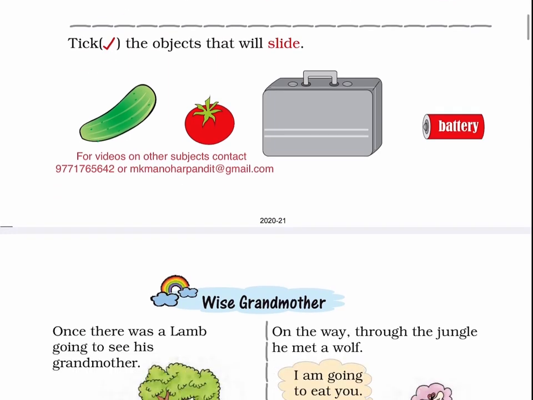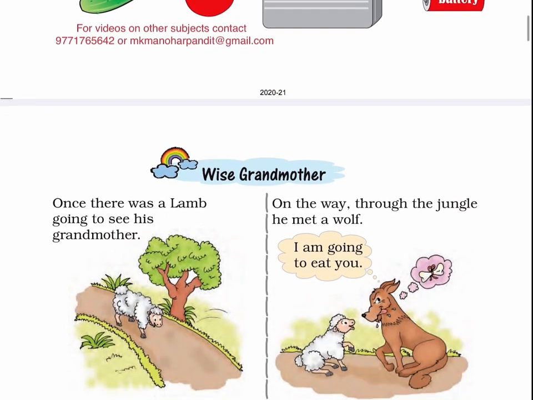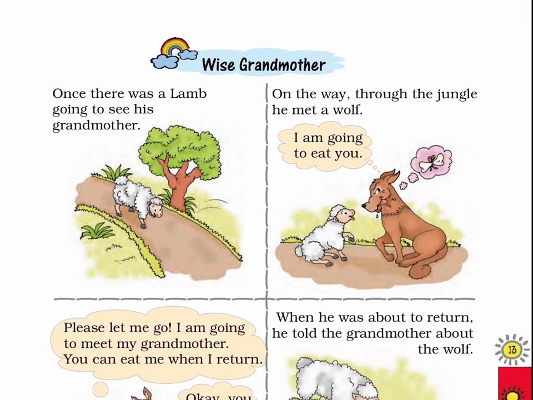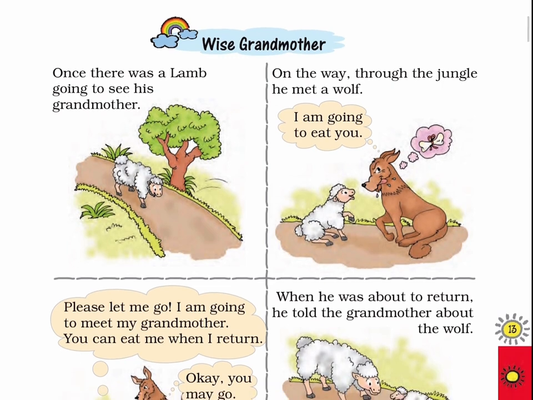CIET NCERT presents audiobook MathMagic 1, textbook in mathematics for class 1, chapter 1, part 3, page 13, Wise Grandmother. This page is divided into 5 parts. Each part has a picture. The pictures and text on this page narrate the story of Wise Grandmother.